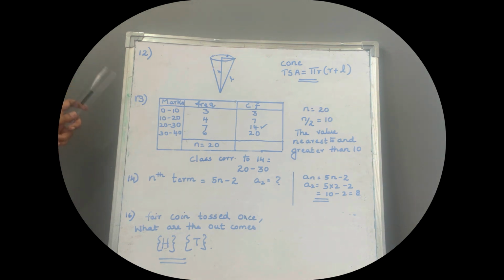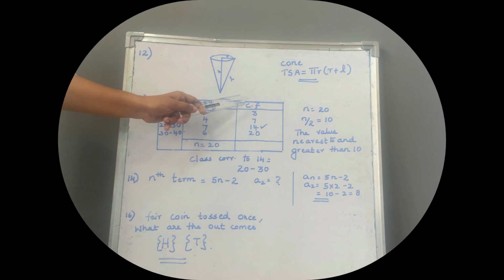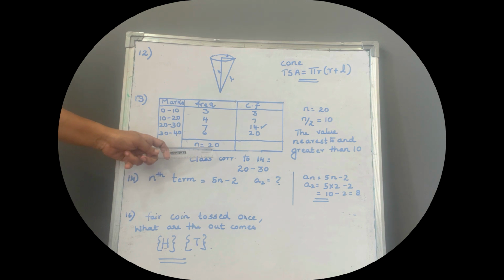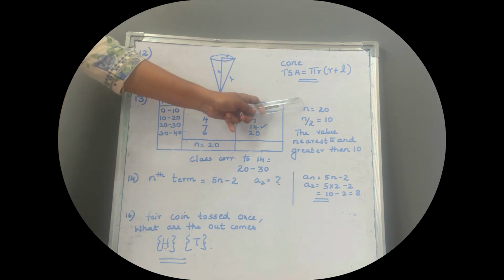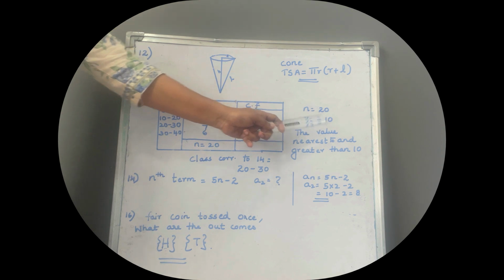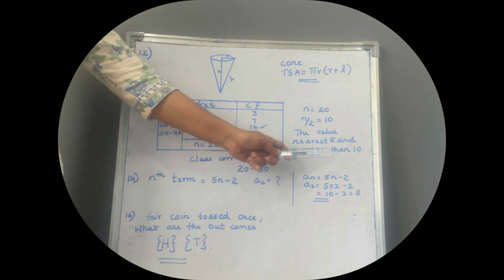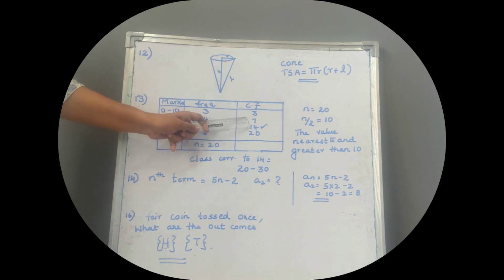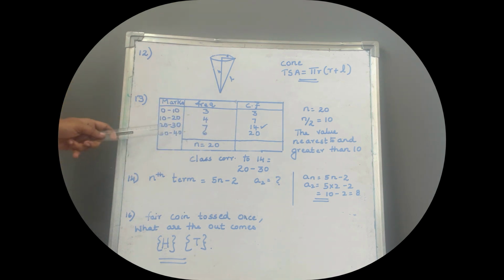13th question is find the median class of the following frequency distribution table. So to find the median class, we need the cumulative frequency. Here we can see that the total number is 20. So we take n by 2 or half of 20, which is 10. The value nearest to and greater than 10 is 14. So the class corresponding to 14 will be our median class. And here it is 20 to 30. So the median class is 20 to 30.